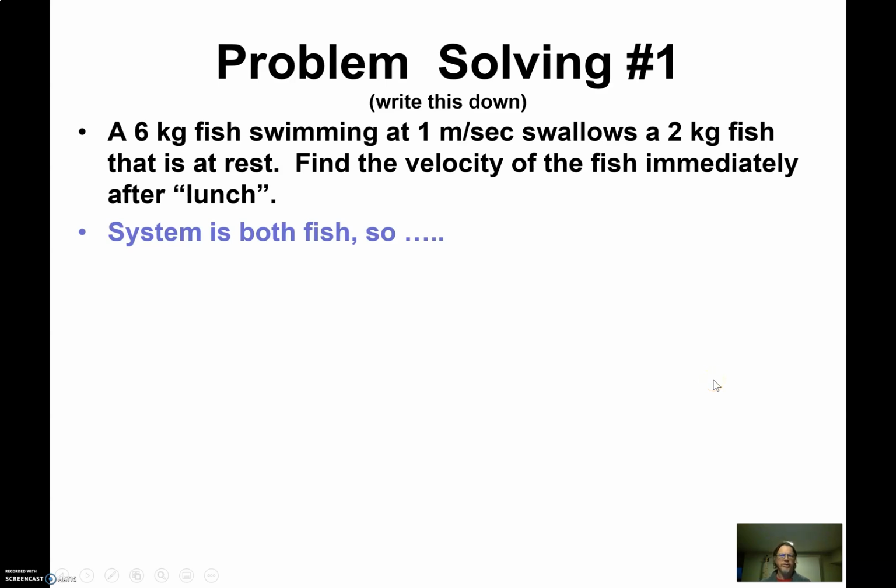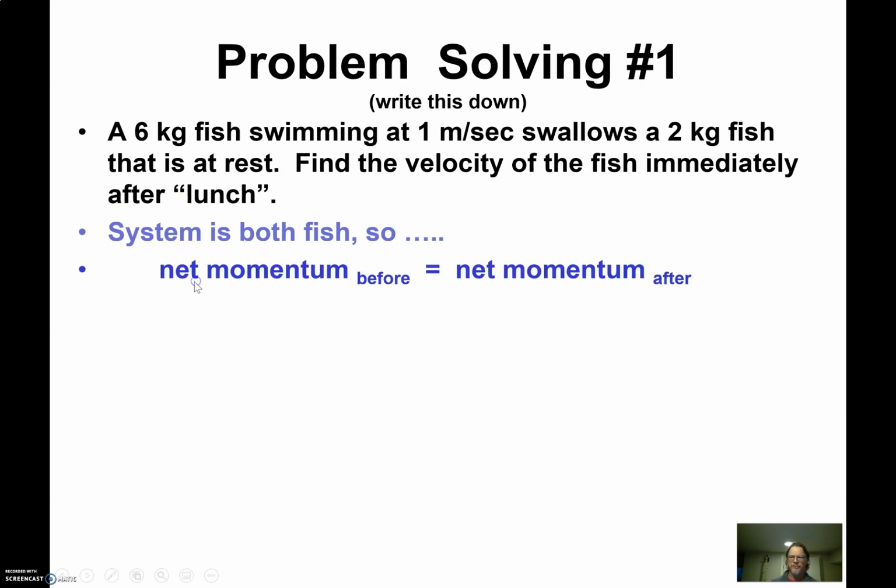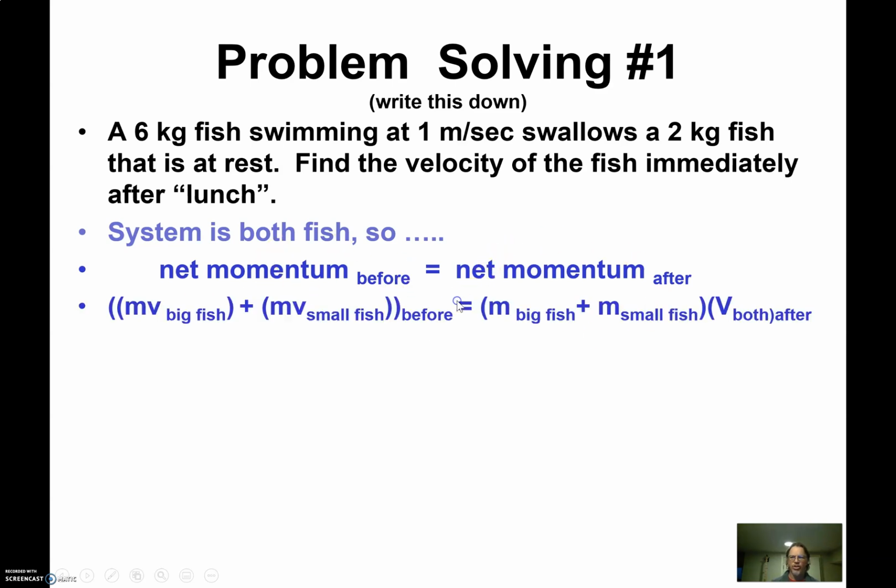All right, so here we are again at the fish problem. We have a 6 kilogram fish swimming 1 meter per second, swallows a 2 kilogram fish, not a big fish, but a fish that's at rest. Find the velocity of the fish immediately after lunch. Okay, so the system is going to be both fishes. So we'll look at the net momentum before and after lunch.